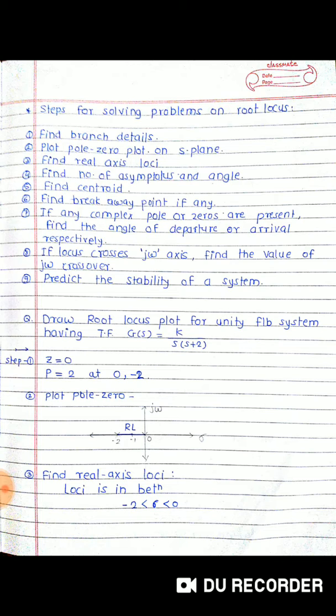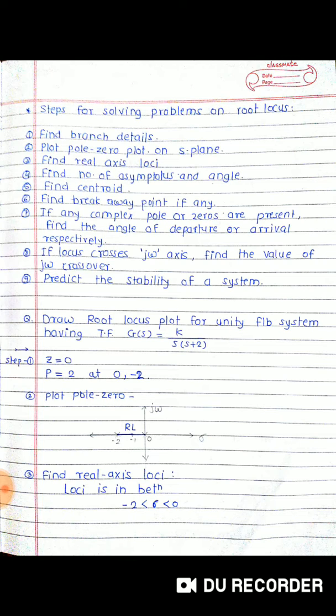First example, draw root locus plot for unity feedback system having transfer function G of s is equal to K divided by s into bracket s plus 2. G of s is given, G of s is equal to K divided by s into bracket s plus 2. Unity feedback means H of s is equal to 1. We will follow one by one step for that.